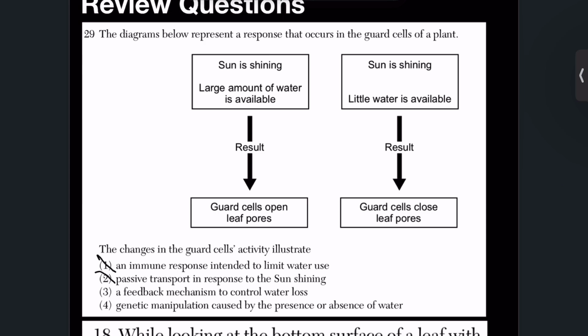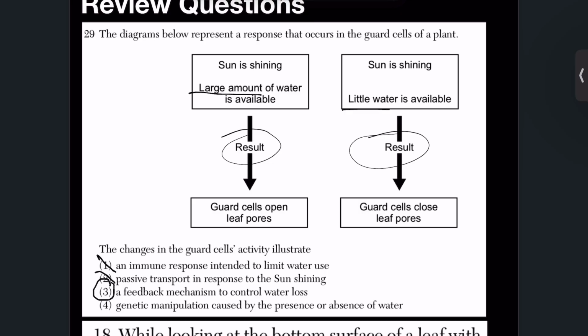The next one is a feedback mechanism to control water loss. This one would likely be our best answer, because if we remember from earlier units, a feedback mechanism is when you're responding to some environmental change to help maintain homeostasis. In this case it's controlling water loss, and we see that responding to either a large amount of water available or a little amount of water available triggers these results to occur. So this would likely be a feedback mechanism.